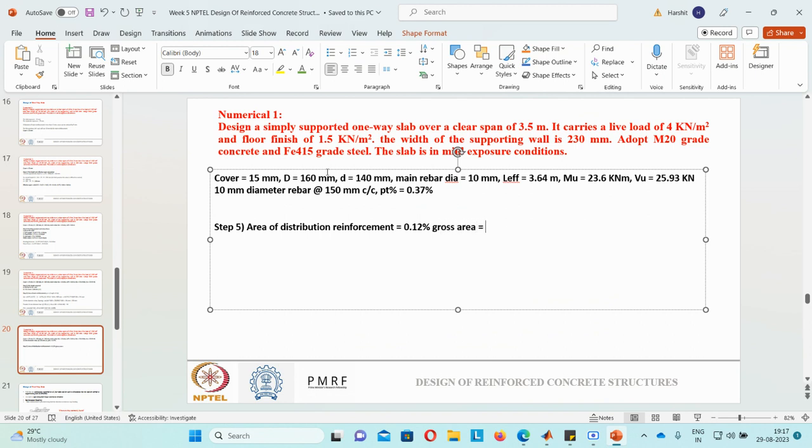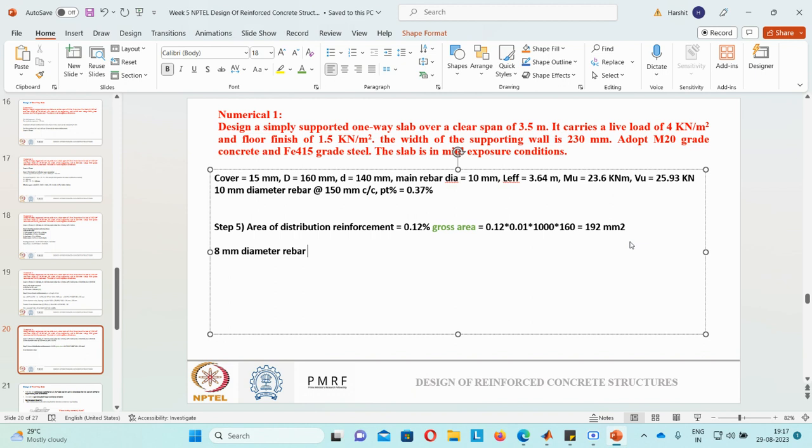Now, I mistakenly said the wrong thing at the start. This gross area is the area of the section, that is B times D. It is not the area of the reinforcement. So it is 0.12 into 0.01 into 1000 into 160. So it will be 192 mm square.